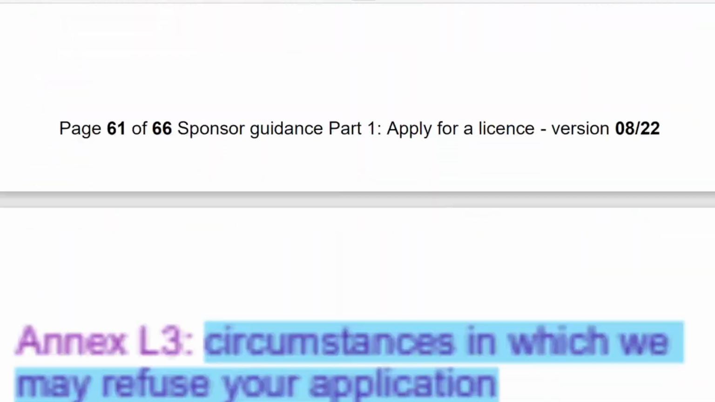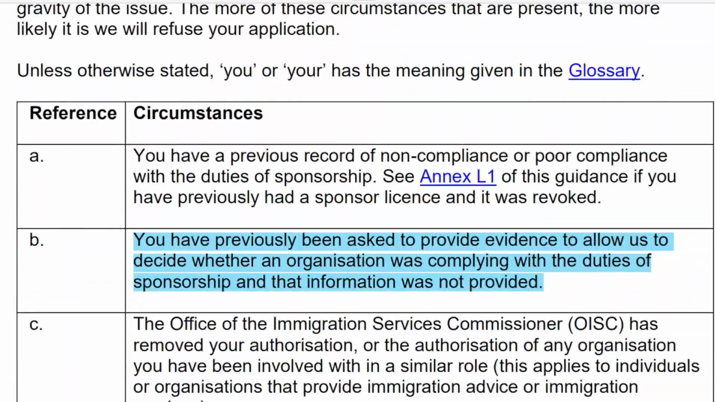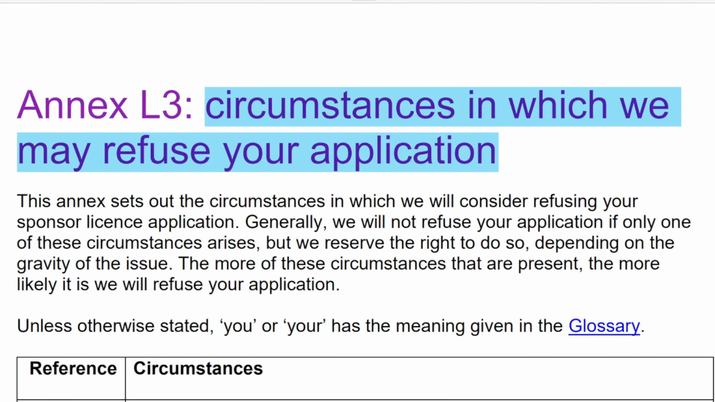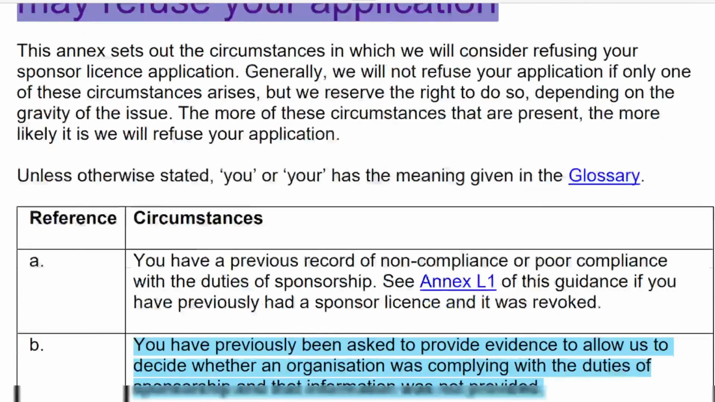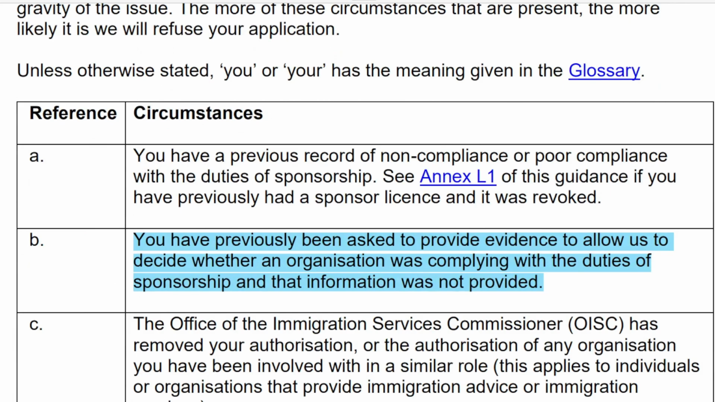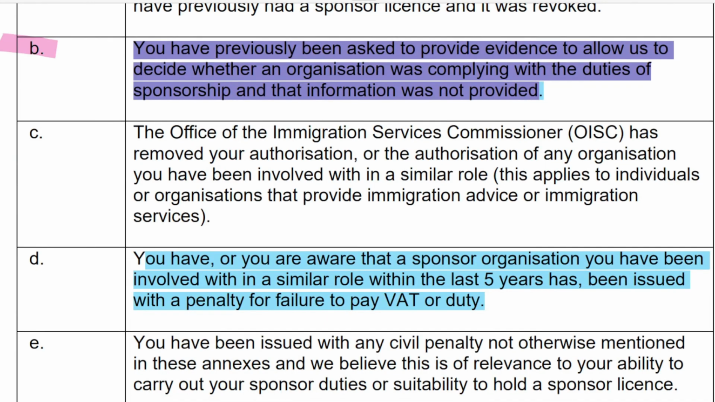Now let's discuss L3, the circumstances in which we may refuse your application. First we did L1, L2, now we are doing L3. So we'll discuss number B. You have previously been asked to provide evidence to allow us to decide whether an organization was complying with the duties of sponsorship and information was not provided. That's one of the reasons.